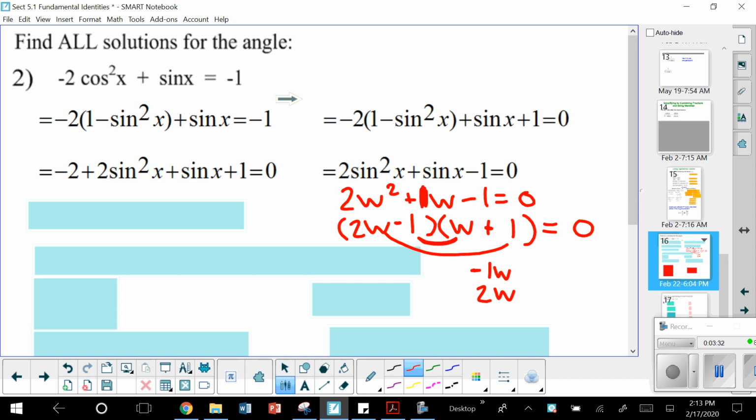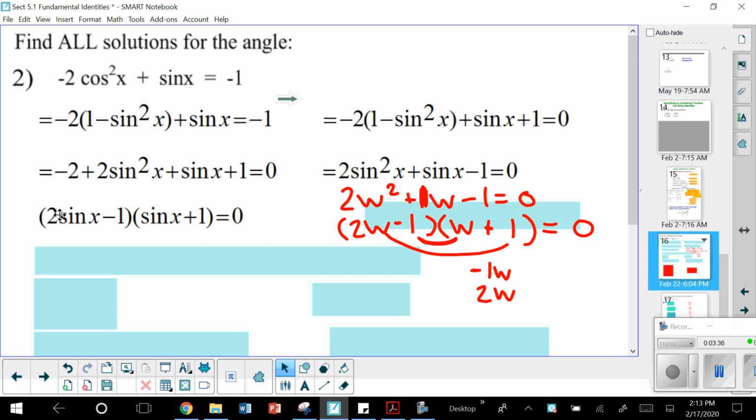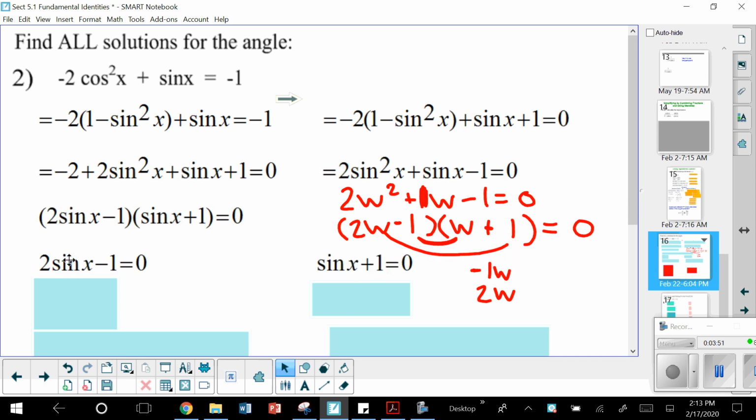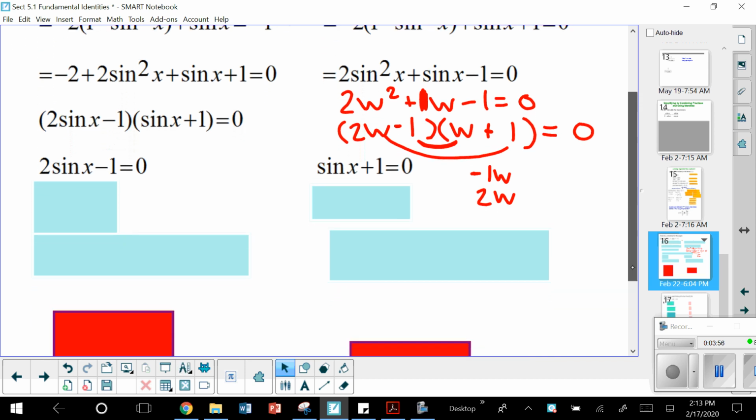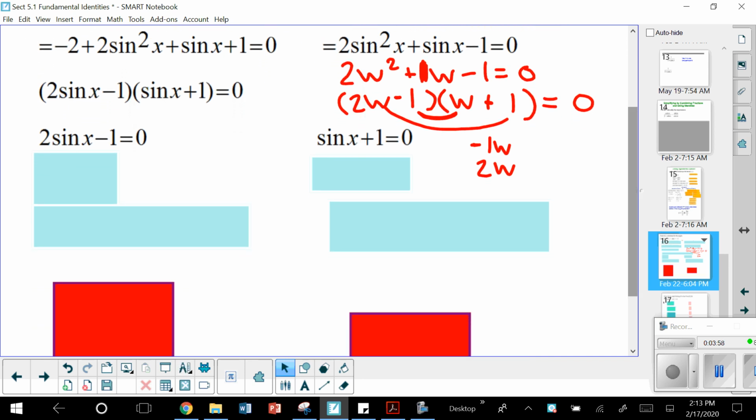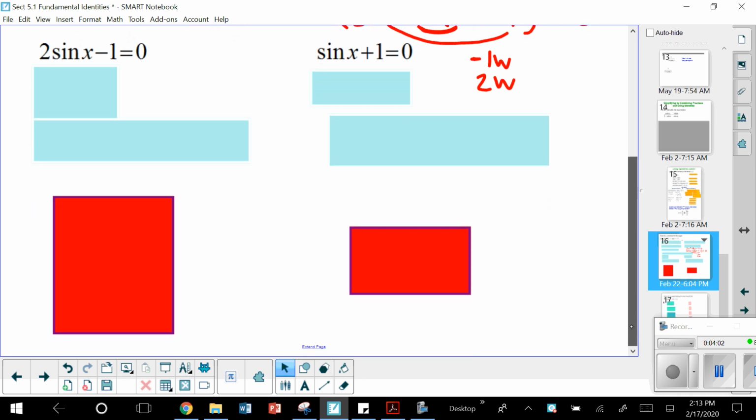Now, if we're choosing to do it without replacing and just go into our factors, it would be 2 sine x minus 1 and sine x plus 1. That's how it's going to factor, which is pretty much the same thing that we had when we did substitution. Okay, everything is factored. Set both of them equal to 0 and solve. So I'm going to give you a second here to go ahead and solve your problems.